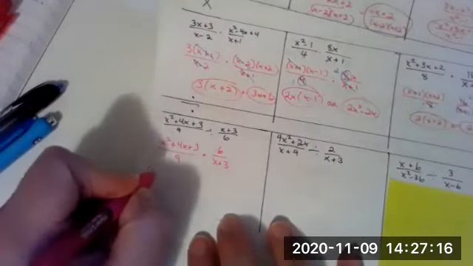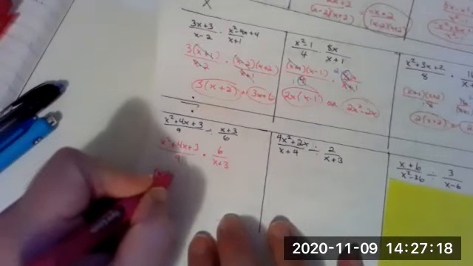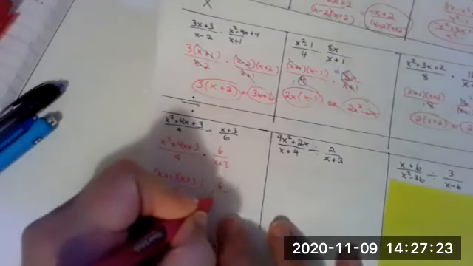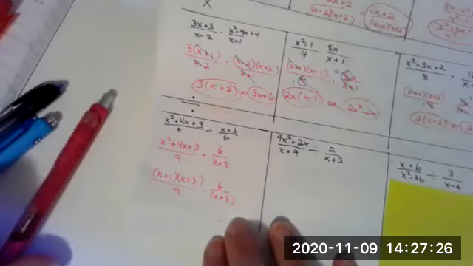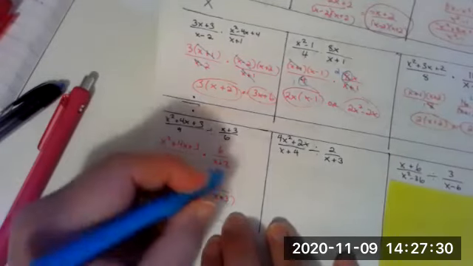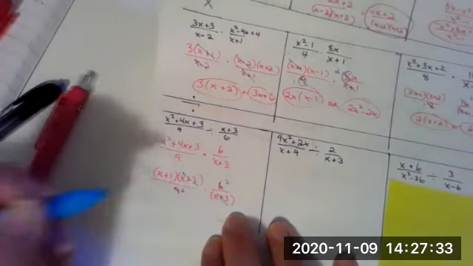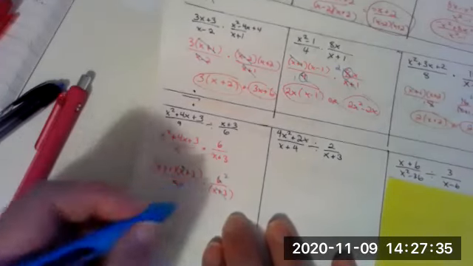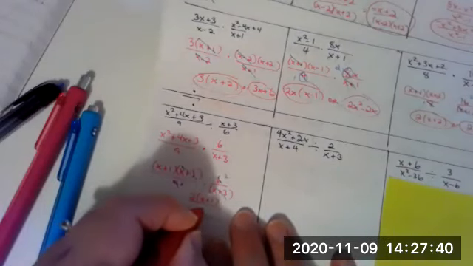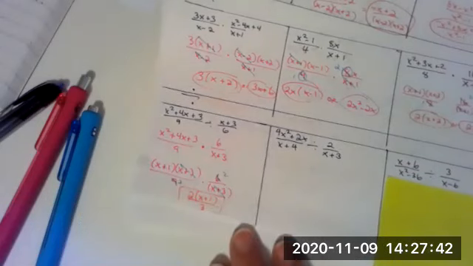I factor what I can factor. So this is x plus 1, x plus 3 over 9 times 6 over x plus 3. Okay, what divides out? X plus 3, x plus 3. 6/9 is 2/3. So my final answer would be 2 times x plus 1 over 3. And that's it, I'm going to leave it like that. You can distribute, 2x plus 2 over 3. That's fine. I'm just going to leave it like this. Okay.